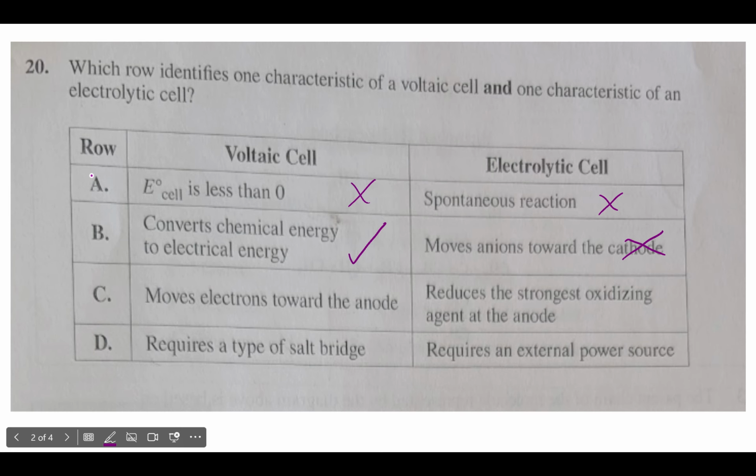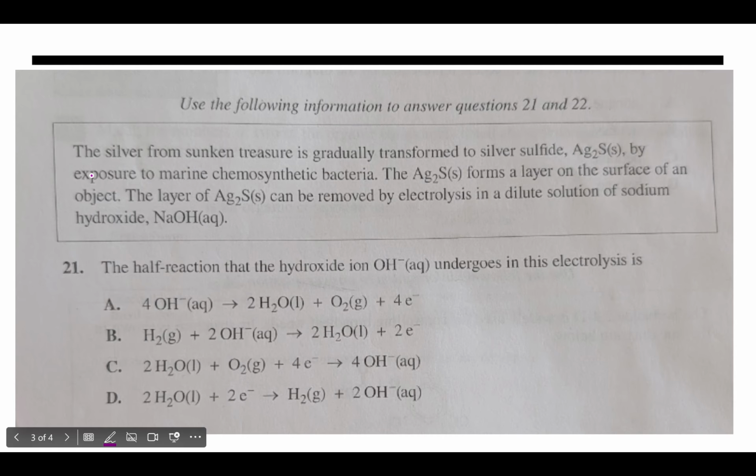C, moves electrons towards the anode. That's not going to be right. Electrons always move to the cathode. It doesn't matter which cell we have. And this part here, reduces the strongest oxidizing agent at the anode. The anode undergoes oxidation, which needs a reducing agent. So that one's also not true. And then the last one requires a salt bridge. That's true for both cells. And for electrolytic requires an external power source. That is also true because those reactions are non-spontaneous. So they need some electricity to make that reaction happen.